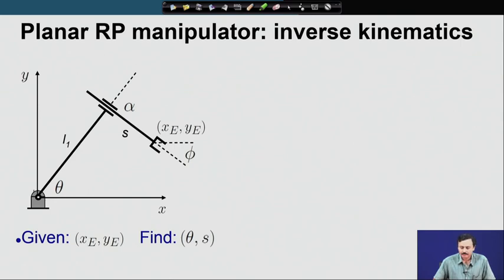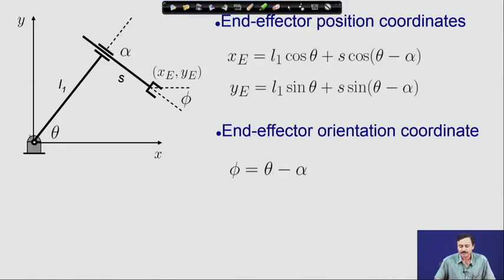So, we have looked at the forward kinematics problems. We have found out the position coordinates x e and y e, and we have also found the orientation coordinate phi in terms of theta and s.